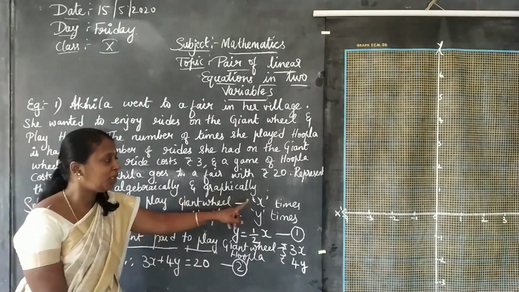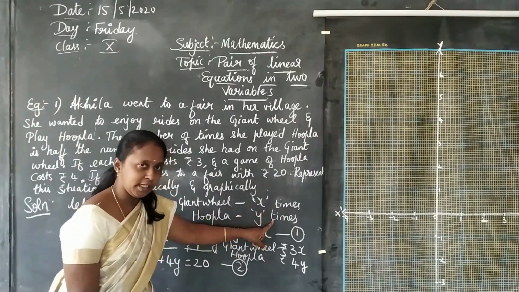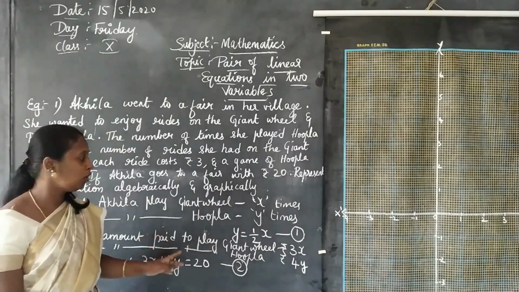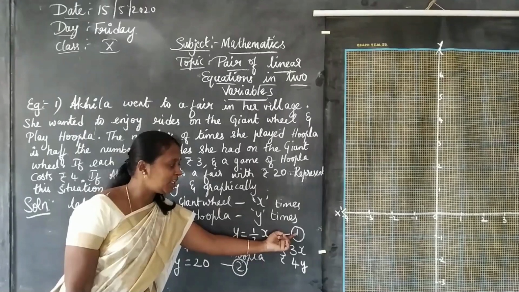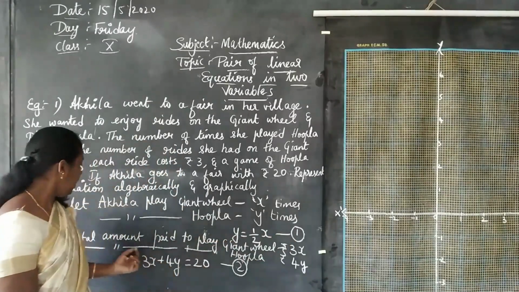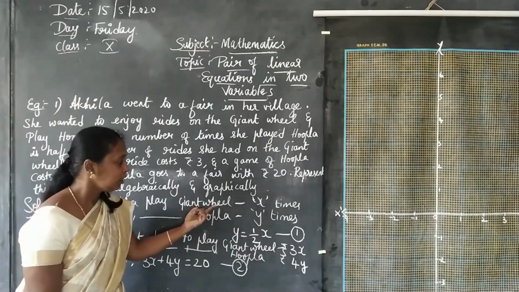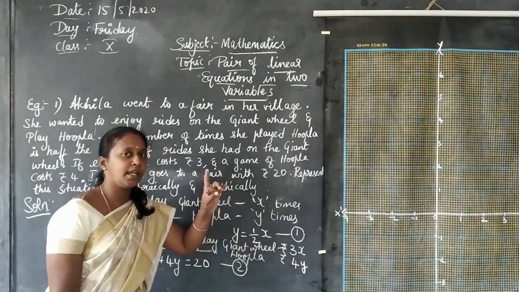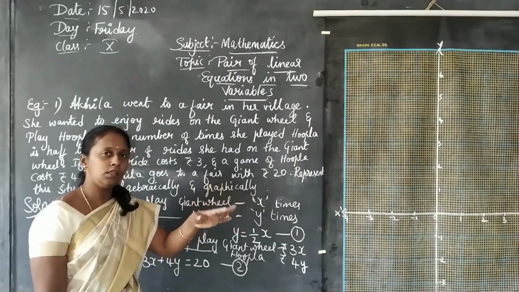Akila played giant wheel how many times? x times. And how many times did she play Hoopla? y times. But the relation they have told is that Hoopla will be half of x. So that will be considered as equation 1. And the amount she is going to pay to play giant wheel is 3x. One time riding is 3 rupees, so x times, 3 into x.